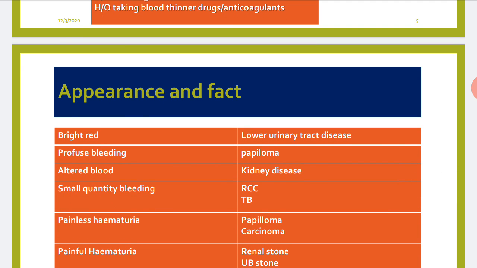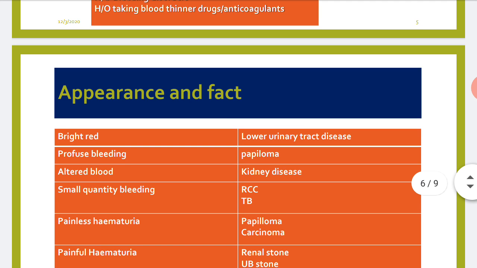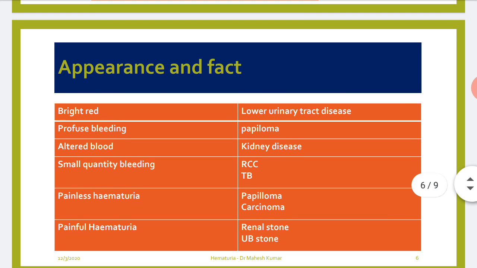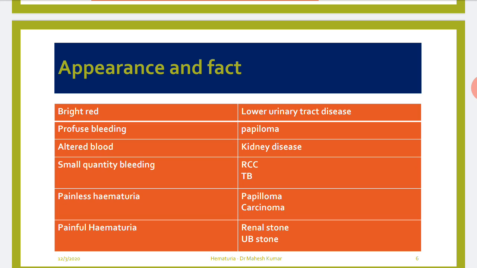The color of the urine seen and its appearance show many clues towards the diagnosis. Like if bright red blood is seen in urine, then it is mostly due to lower urinary tract disease. If profuse bleeding is seen in a hematuric patient, then the chances of papilloma are there. If altered blood is present in the urine examination, then the disease is mostly kidney related. If small quantity bleeding occurs, then the chances of renal cell carcinoma and renal tuberculosis are more.